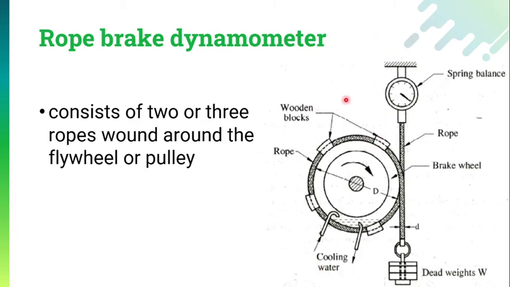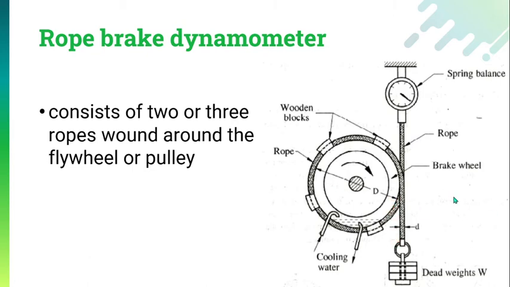It consists of ropes which are wound around the flywheel. This is the flywheel, or the pulley, that is attached with the shaft. This shaft will be connected with the motor or the generator, from where the rotational power is coming. This is how the whole system is attached. The ropes are attached something like that, with a single rotation or multiple rotations based on the requirement of the friction.